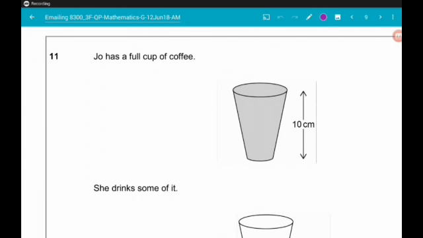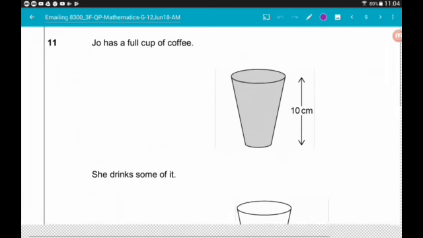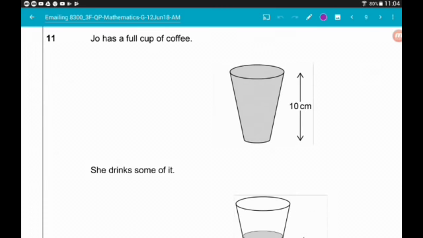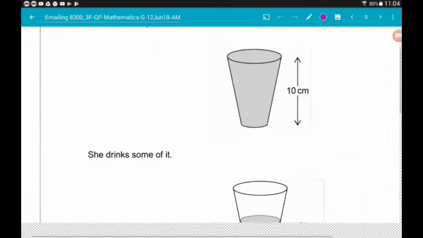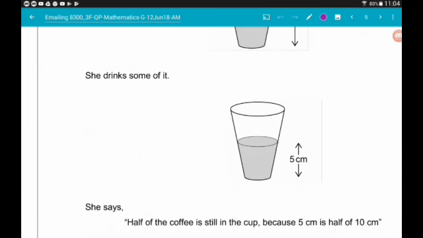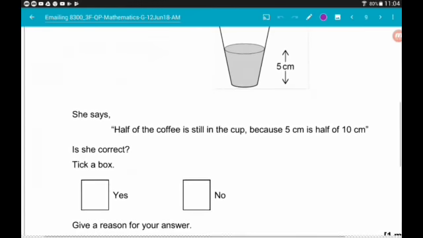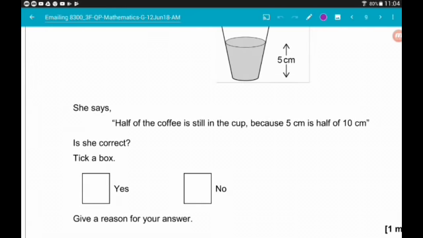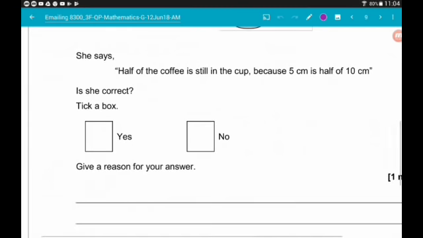Question 11. Joe has a full cup of coffee, a lucky girl. We can see the cup has a height of 10 centimeters. She drinks some of the coffee and it's now down to a level of 5 centimeters. She says half of the coffee is still in the cup because 5 is half of 10. Is she correct? Give a reason for the answer.